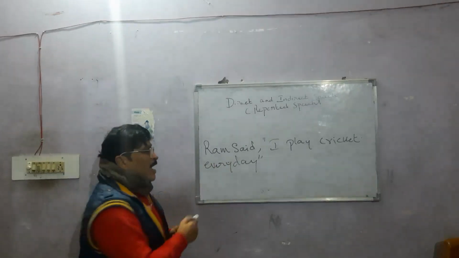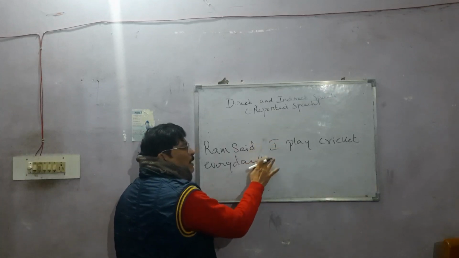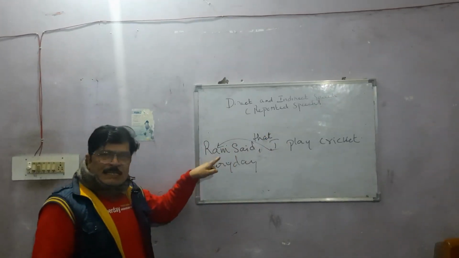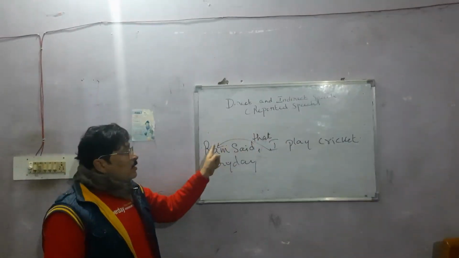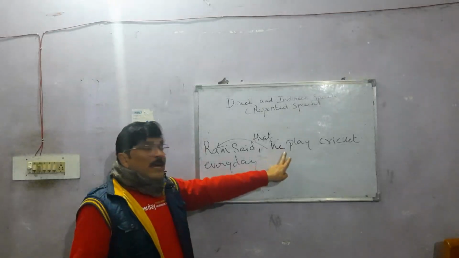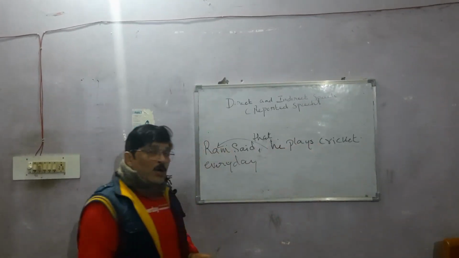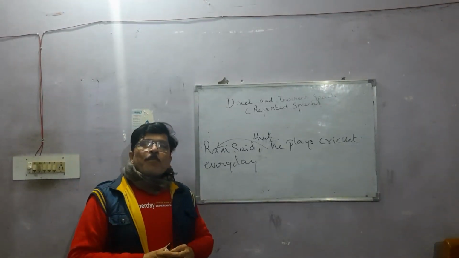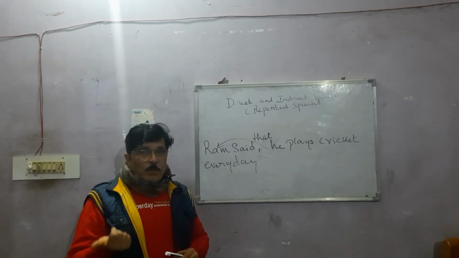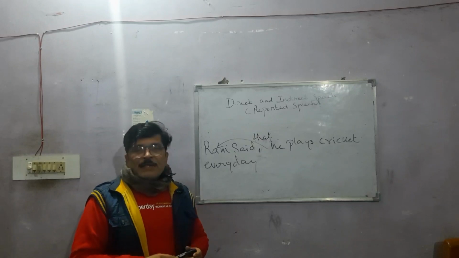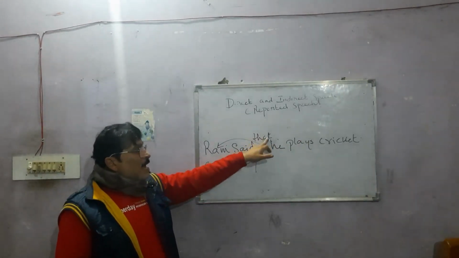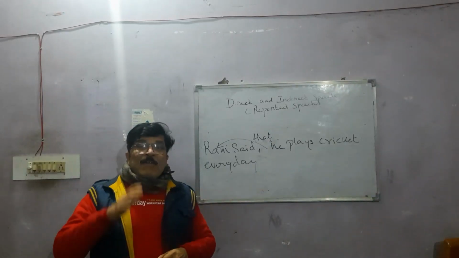So how do you change this? You will say, Ram said, remove the comma, remove the inverted commas. In place of the comma, you will add "that." And the first person will change according to the subject. So what will come here? This first person pronoun will change according to the subject. So Ram said that, and then "I" will become "he." Now you know that when you write "he" here, "play" has to be "plays," because I think you already learned a particular topic called subject-verb agreement. What do you mean by subject-verb agreement? When the subject is singular, the verb has to be singular. When the subject is plural, the verb has to be plural. So that is why I'm adding S here. Now why did I not change anything else? Ram said that he plays cricket every day. That is the meaning of it, if it is a habitual action.